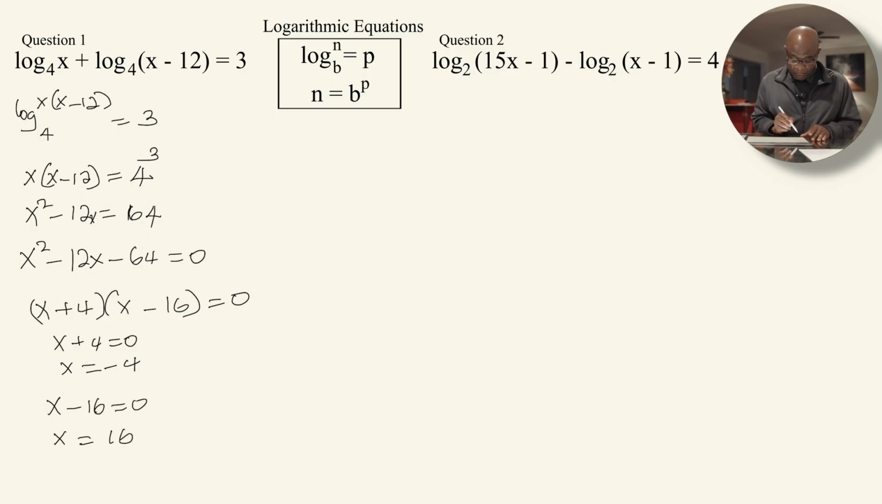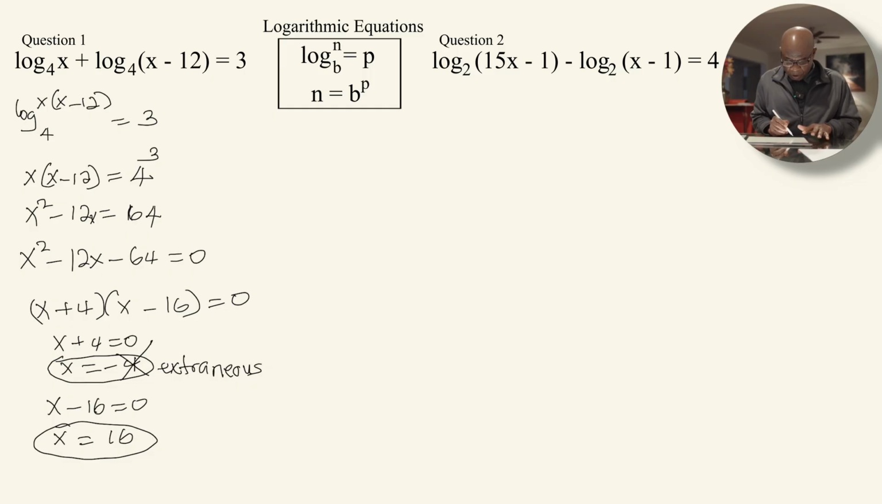Okay, so now if we try to plug this back into our equation, if we plug in negative 4, you're not going to have a negative log. So this is not good. In logarithm, we call this extraneous. That means it's no good. And if we plug in 16, this is the right answer.